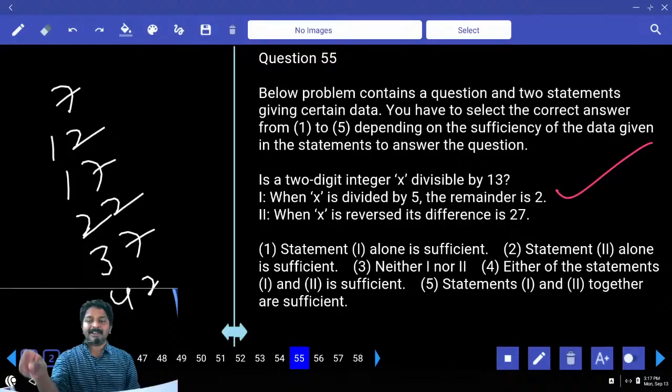So because a 13 multiple may end with 7 also. Are you getting? And a 13 multiple may end with 2 also. Yes, 13 times 4 is 52, that ends with 2 also.